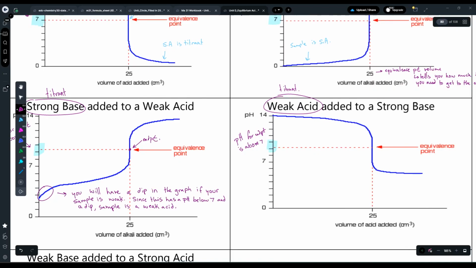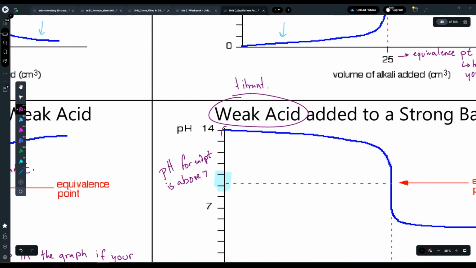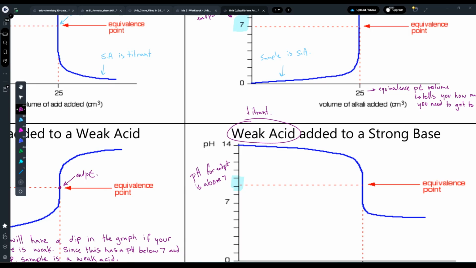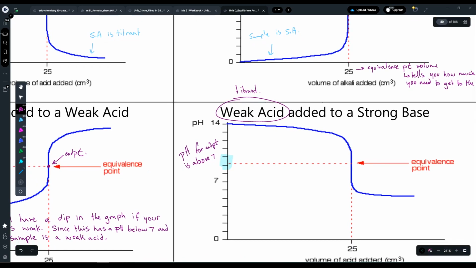Okay, now we're noticing here that at the beginning, there is no dip in the graph. That tells you that your sample is going to be strong. So if there's no dip at the beginning of the graph, which is when your pH is more closely following the pH of your sample solution, that tells you that your sample solution is strong. Whether it's a strong acid or a strong base depends on where the pH curve starts out. Because this starts out at 14, that tells us it's a strong base. So that tells us this is the sample.